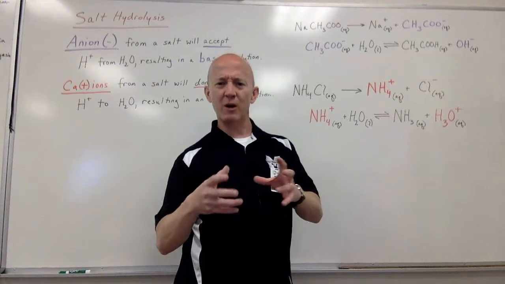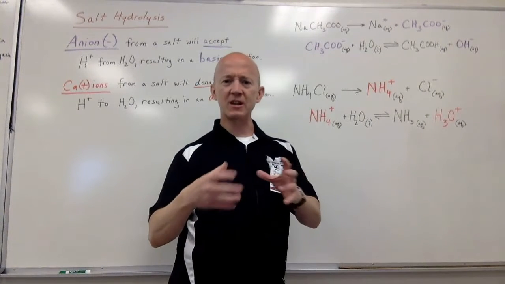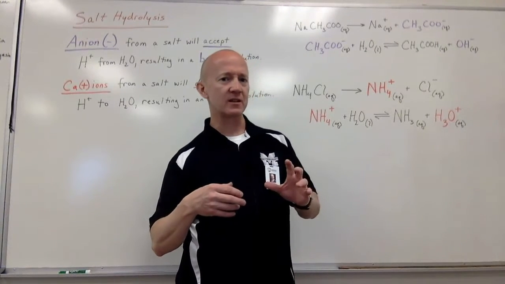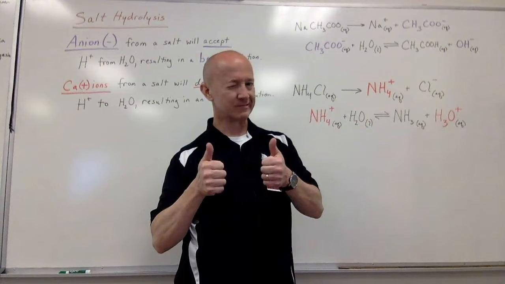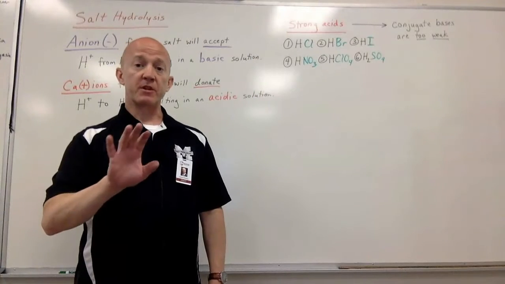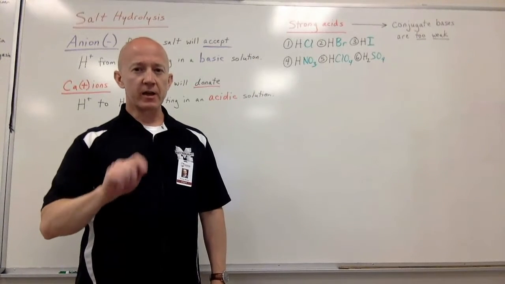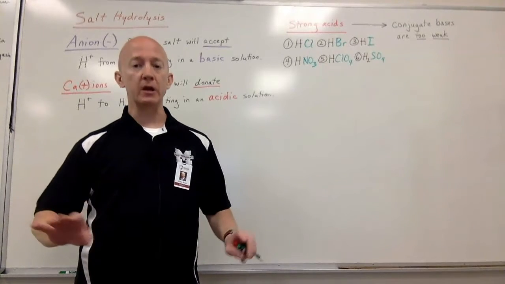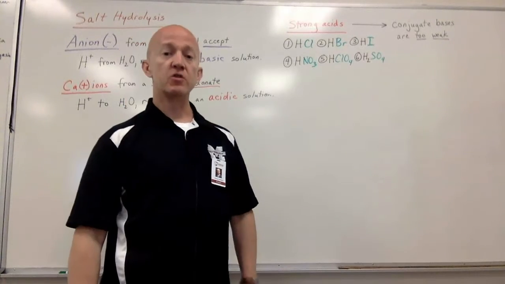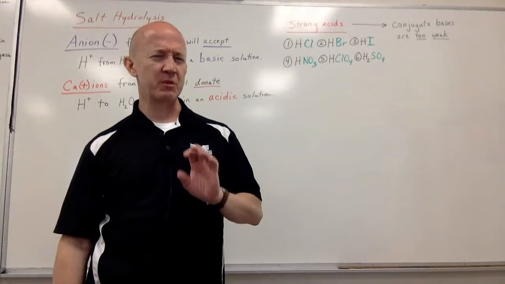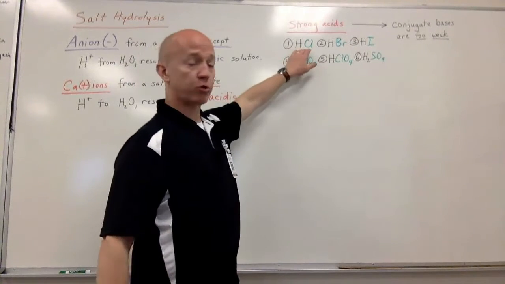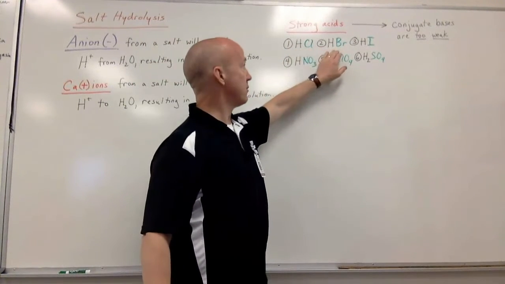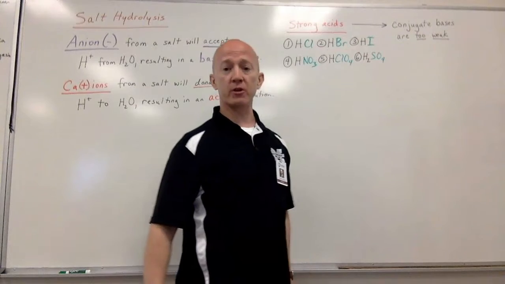So is there a way we can know for certain what it's going to be? Is it going to be acidic or basic? Are there some rules? You betcha. Let's start by talking about strong acids. Strong acids produce conjugate bases that are too weak to hydrolyze water. So I've written them down. There's 6 of them that we should be familiar with. Hydrochloric acid, hydrobromic acid, hydroiodic acid.